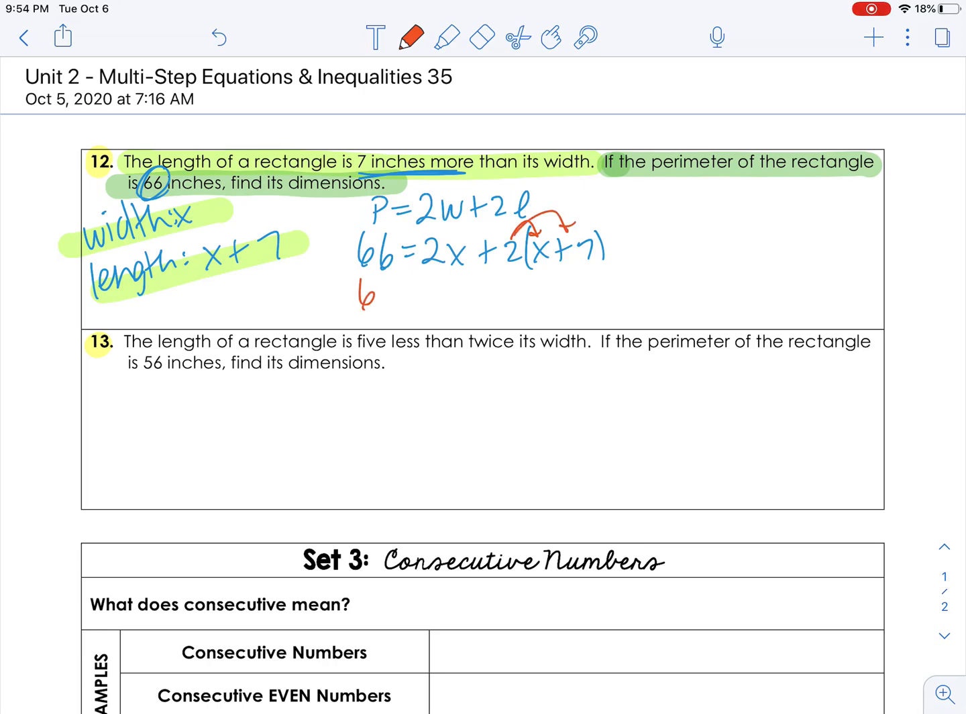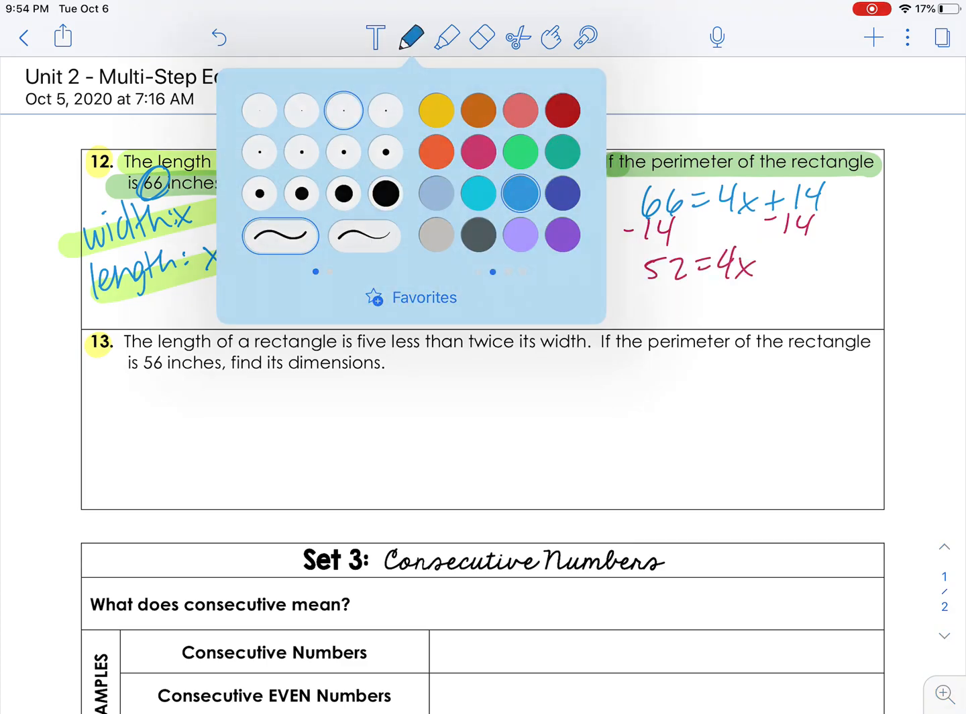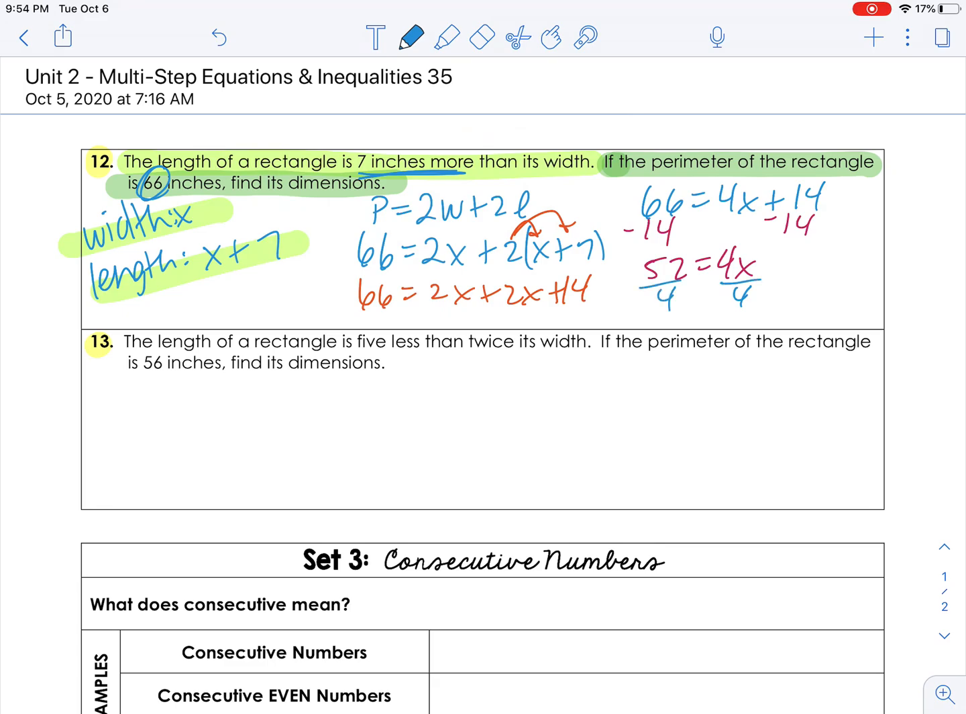So from here we'll distribute. 66 equals 2x plus 2x plus 14. Combine like terms on the right-hand side. 66 equals 4x plus 14. Subtract 14 from both sides. 52 equals 4x, and divide both sides by 4, leaves you with x equals 13. We're back to perimeter, so we need to look at units. We are measuring in inches this time, so it's x equals 13 inches.